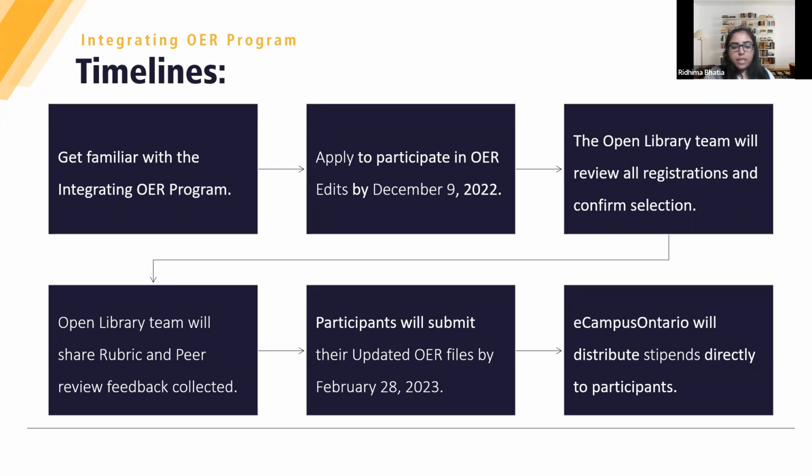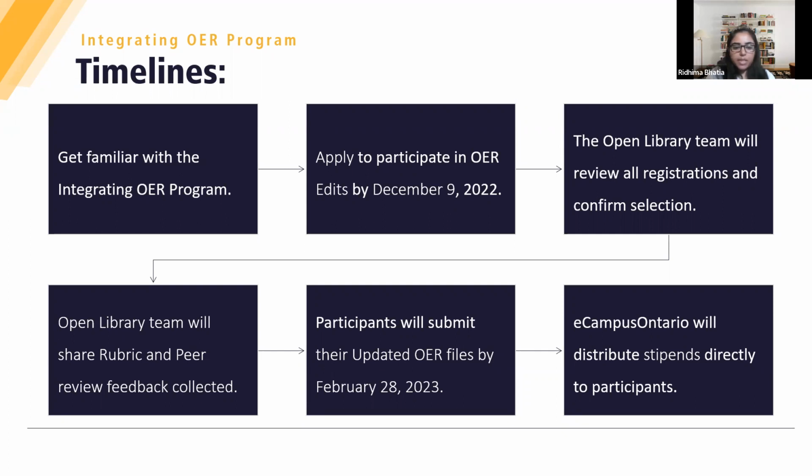After getting familiar, just apply to participate to become an OER editor by December 9, 2022. And the Open Library team will review all the registrations and confirm your selection after that. Upon confirmation, the Open Library team will share the rubric and peer review feedback collected during the peer review process. Participants will need to submit their updated OER by February 2023 using the submission form link. Mary, if you could please put the link for the updated OER. eCampusOntario will, after that, distribute the stipends directly to the participants.